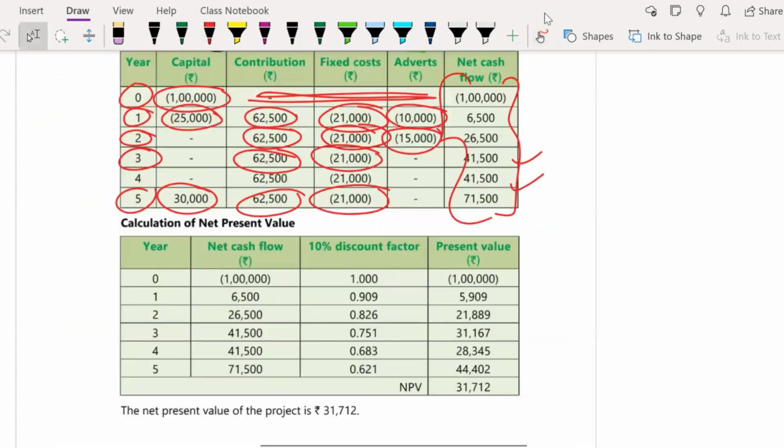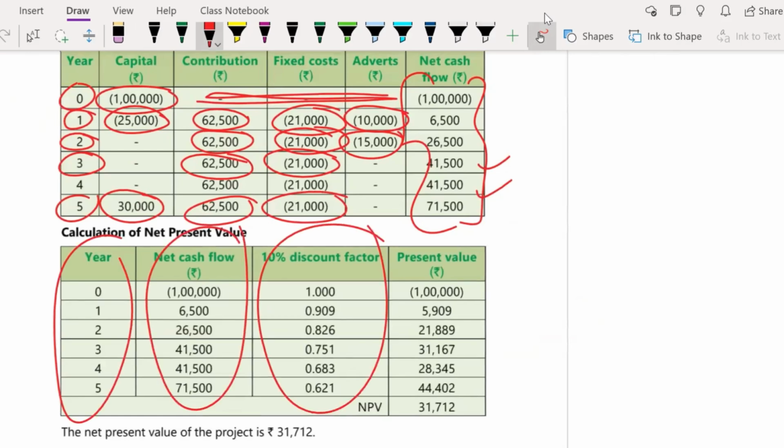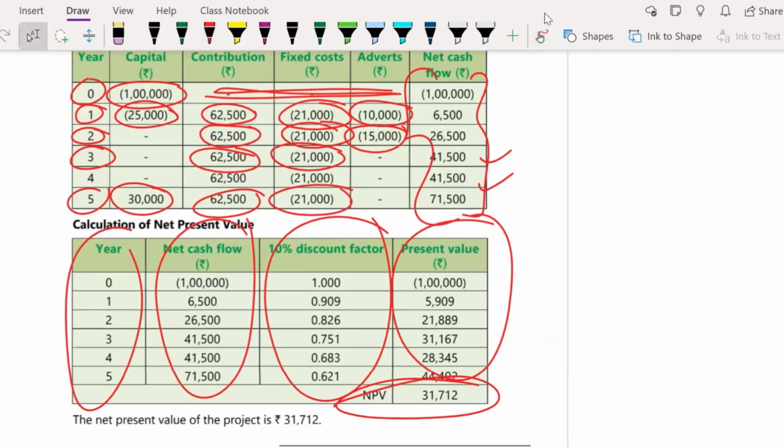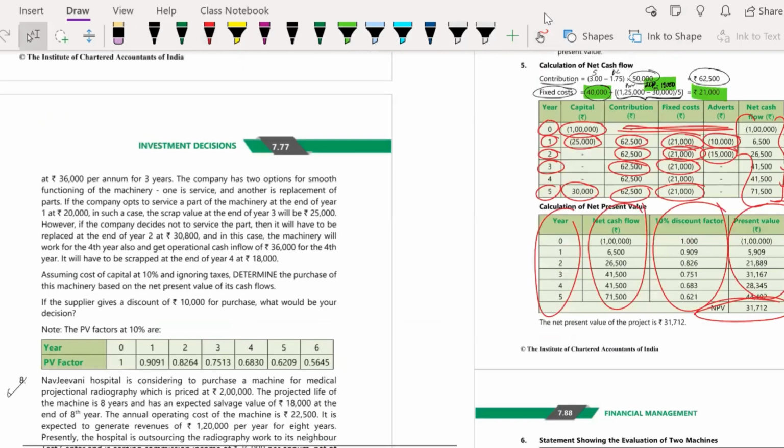Okay. So now basically you have to discount them. So take all the years, take all your net cash flows, discount it at 10%, and you'll find out the present value. And here is your NPV. Your NPV is 31,712. So your present value of the project is 31,712.